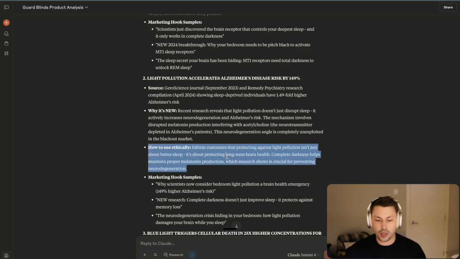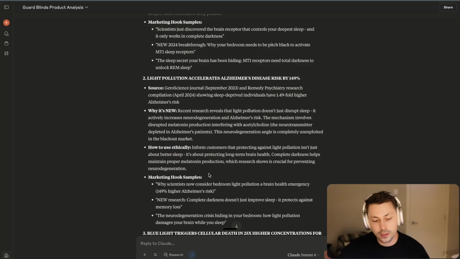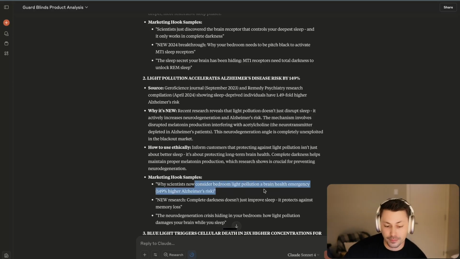And even though Claude is saying, yeah, this is ethical, this is an example of where you're saying why scientists now consider bedroom light pollution a brain health emergency. Like that is very low valence. That is very high intensity. And you're going to scare people and you're going to fear monger. Okay. I do not want you guys to do this, okay? And there's a scale of how much fear you want to instill in people. This is an example of where you're scaring people into buying it and it's extremely unethical.